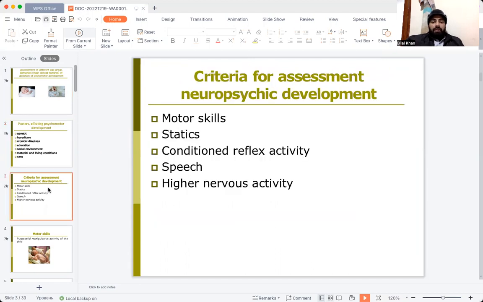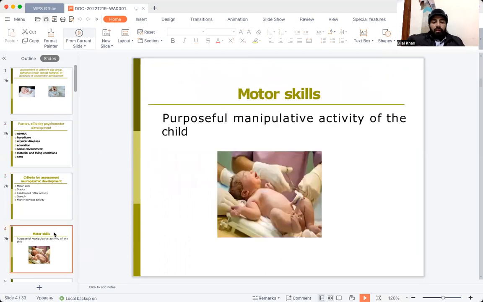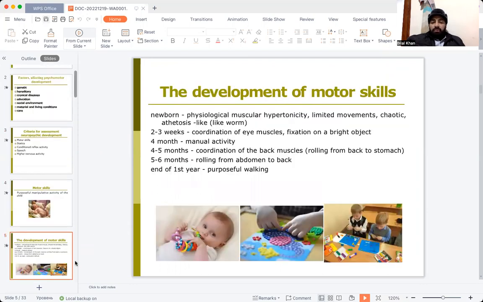The second thing, criteria for assessment of neuropsychic development: you must check the motor skill of the patient, statics and his balance, conditional reflex activity, speech, and higher nervous activity. Motor skill, purposeful manipulative activity of the child. Purposeful manipulative activity of the child is known as motor skill.